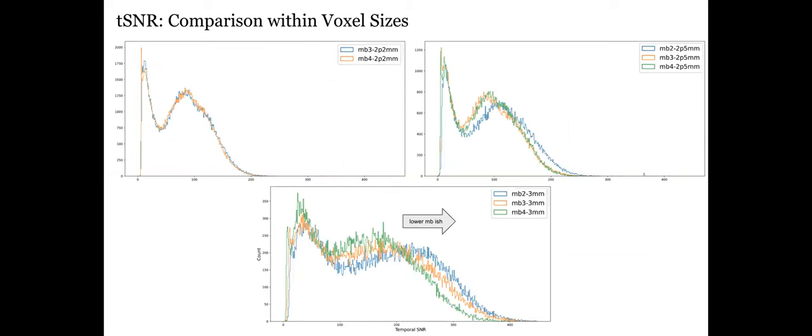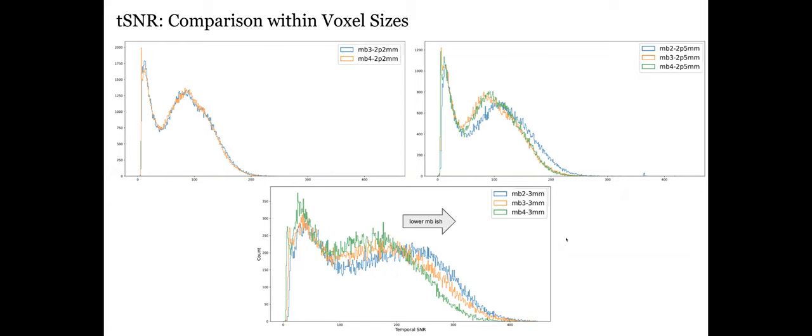But when we compare multiband factors while holding voxel size constant, we see a more complicated relationship between TSNR and multiband factor. In the first two figures, showing lower voxel sizes, the TSNR values across the voxels are very similar. When you get to 3 millimeter voxels, there seems to be a trend where a lower multiband factor results in a higher TSNR, but it's not as clear as what I showed you before with voxel size. And here, multiple factors are in play.